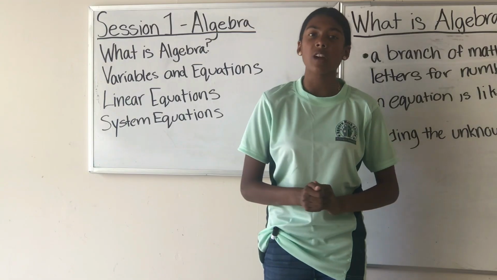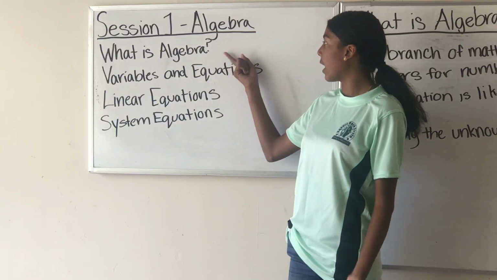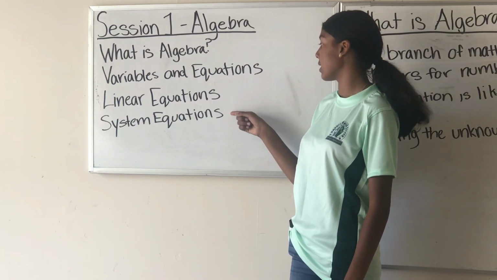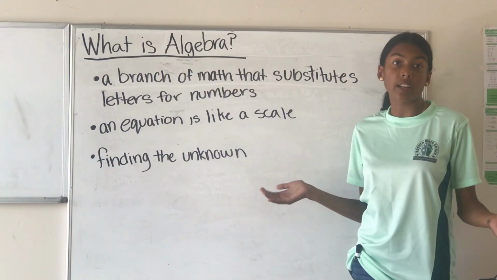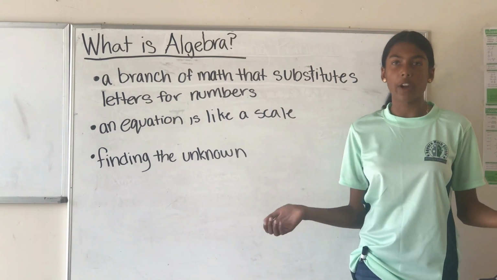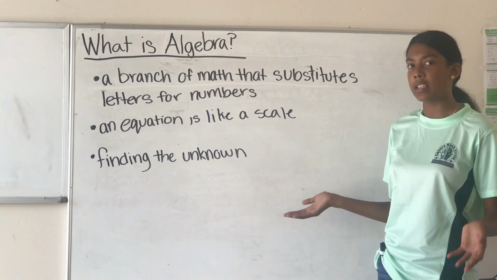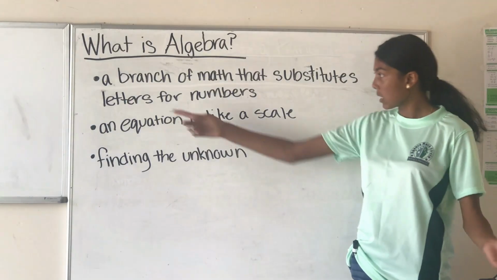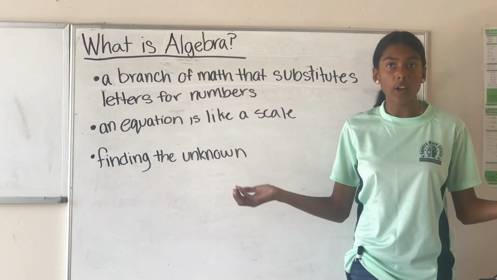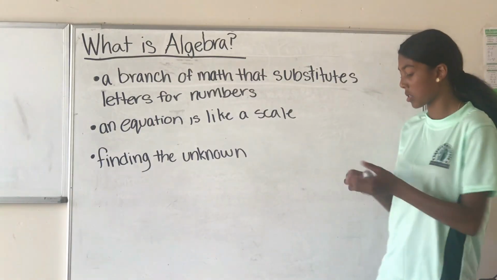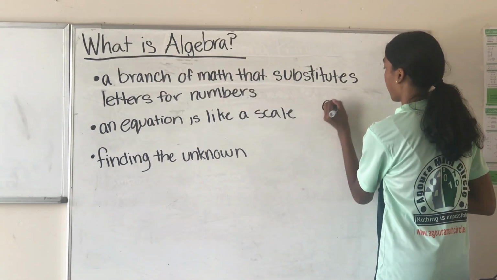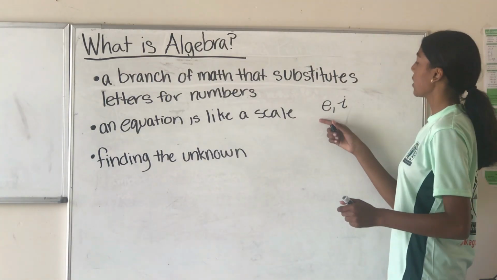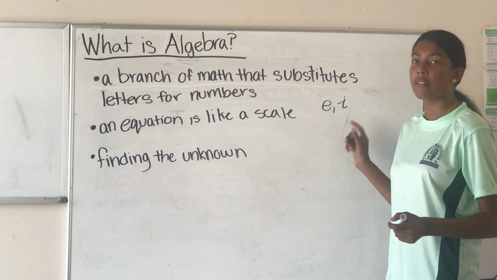The topics we're going to be covering today are what is algebra, variables and equations, linear equations, and system equations. The first topic is what is algebra. Algebra is a branch of mathematics that substitutes numbers with variables, which are basically letters. We can use any letter of the alphabet, but we mainly don't use E, I, well, basically that's it. We mainly don't use these because they have other significant values.